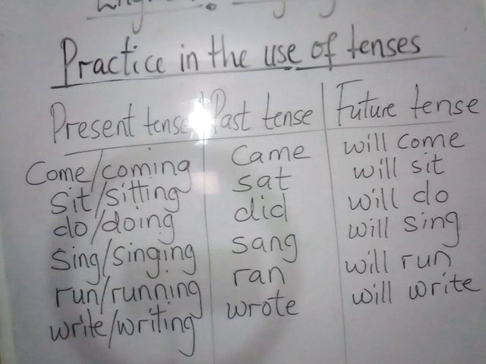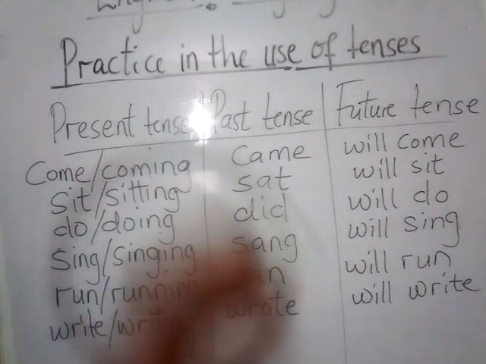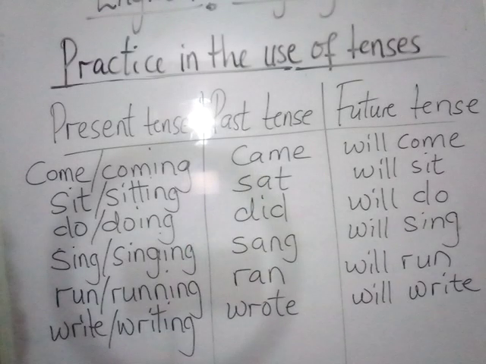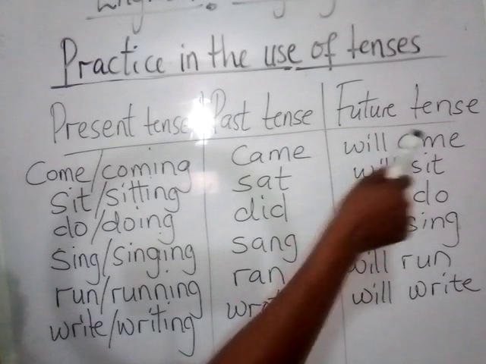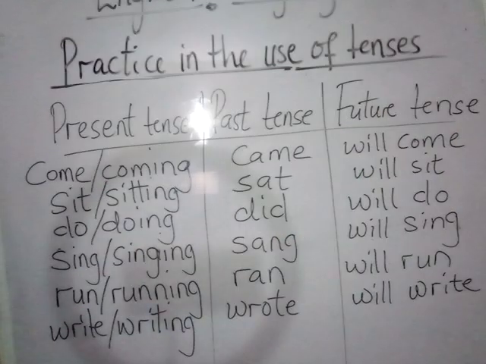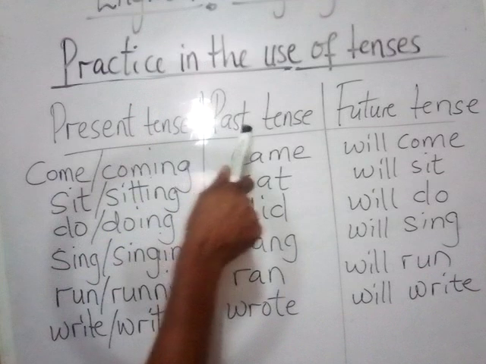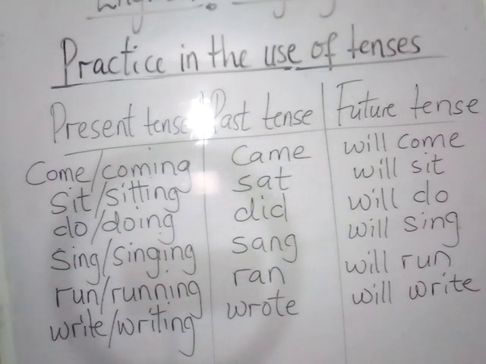I come to school every day. I am coming to school right now. Yesterday, I came to school. Tomorrow, I will come to school. So you see the present, the past tense, and the future.